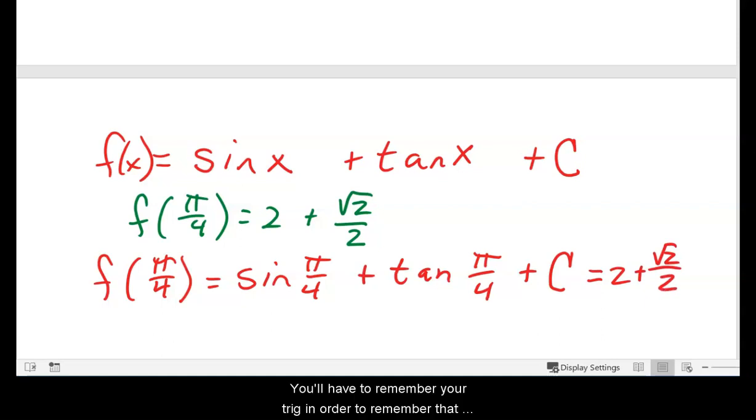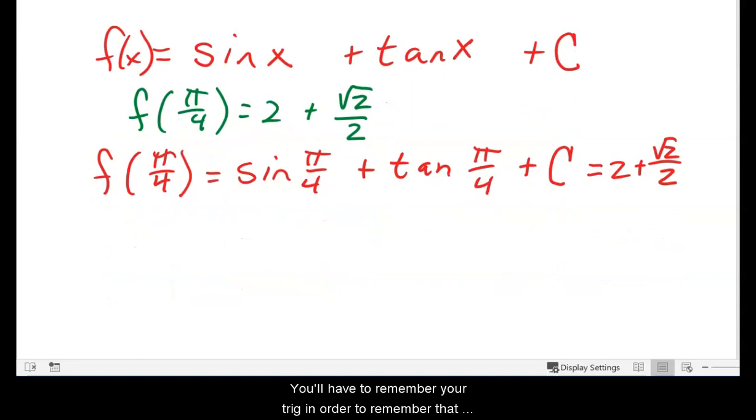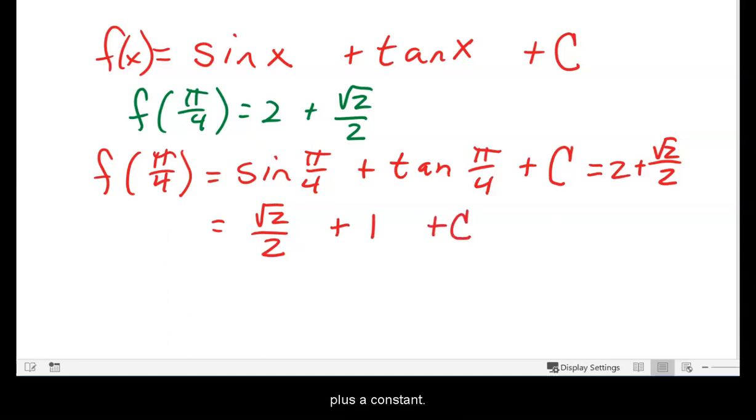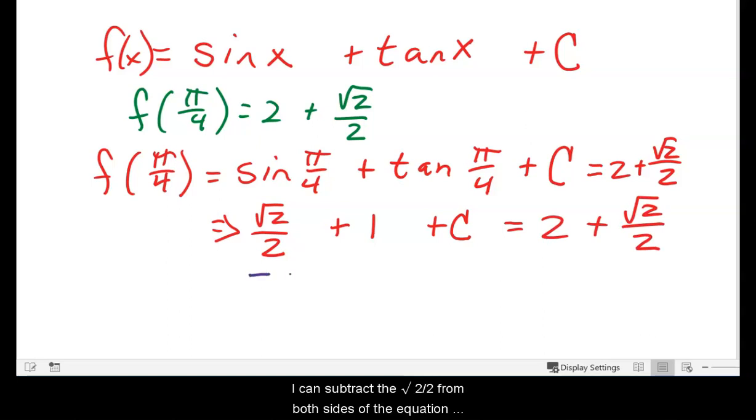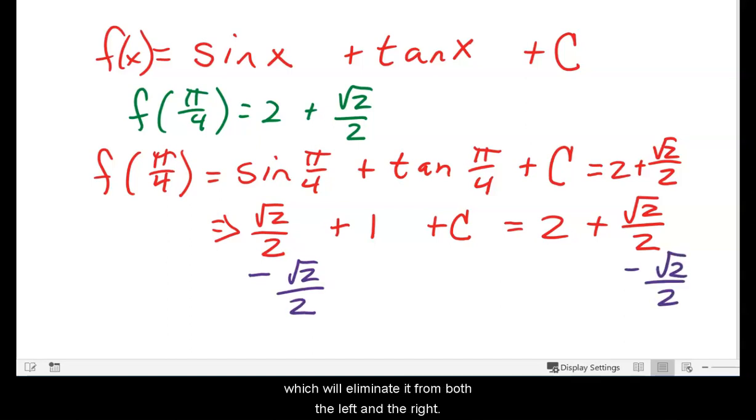You'll have to remember your trig in order to remember that pi over 4 is equivalent to 45 degrees. The sine of pi over 4 is going to be the square root of 2 divided by 2. The tangent of pi over 4 is 1, and now we need to add a constant. What value should the constant be so that this is equal to 2 plus the square root of 2 over 2? I can subtract the square root of 2 over 2 from both sides of the equation, which will eliminate it from both the left and the right.